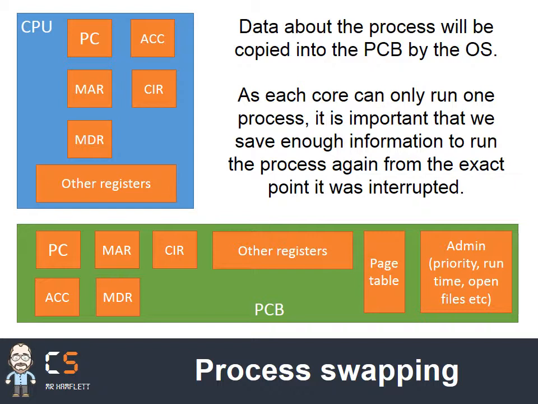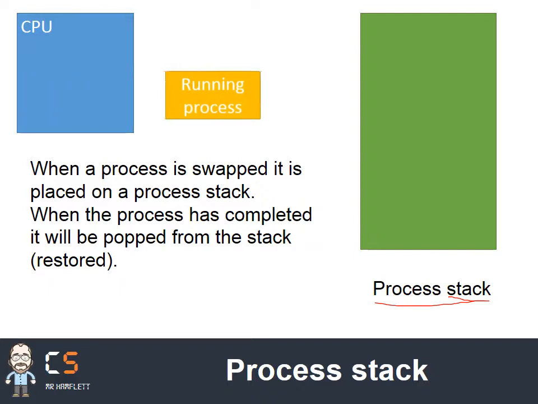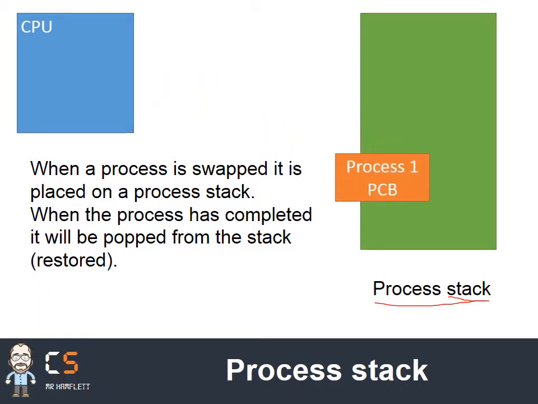As each core can only run one process at once, it's important to save enough information that we can get back to it. So all that information gets saved inside the process control block. Once we've created a process control block, we place it into something called a process stack. A stack is simply a first in, last out, or last in, first out data structure. So the process gets copied from the CPU into the process control block and placed into this process stack, ready to be run again.